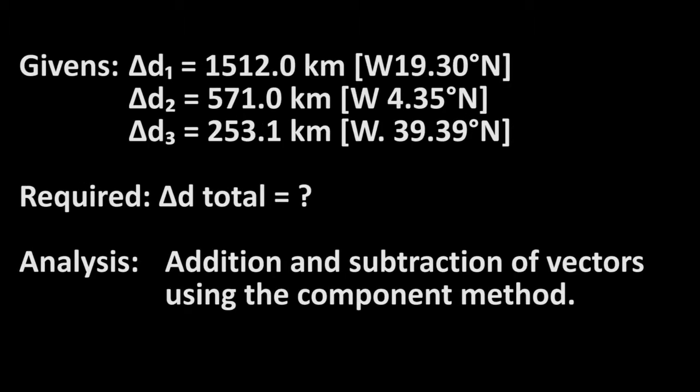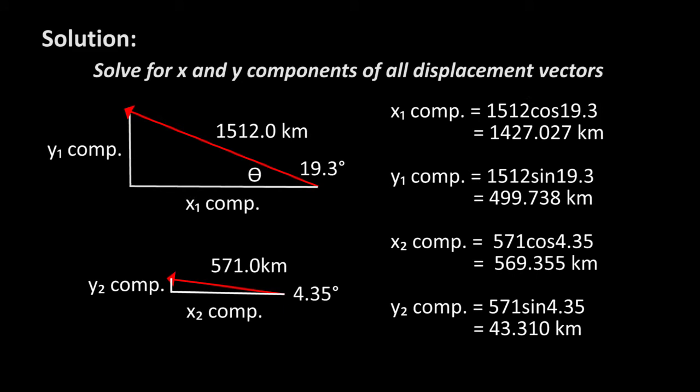So on to our givens. I've labeled the displacement vectors of the airplane as 1, 2, and 3. What we're trying to look for is the total displacement of the airplane. And how we're going to do this is that we'll be using the component method for the addition and subtraction of vectors. You'll commonly see this when there are 3 or more vectors and you're just trying to add or subtract them. Here's how we're going to do this.